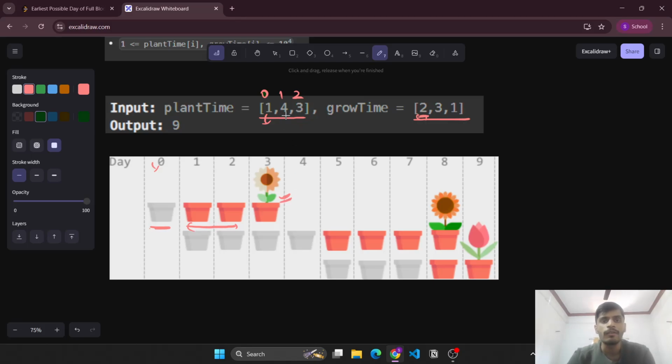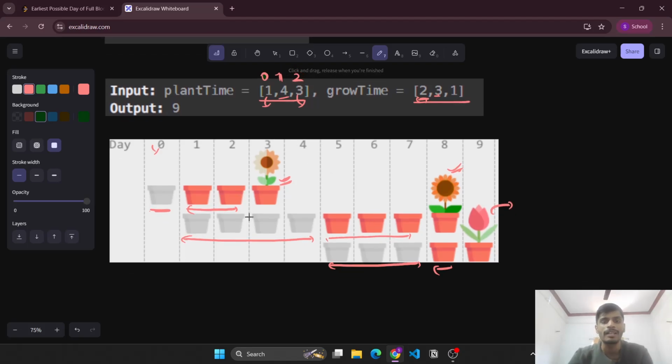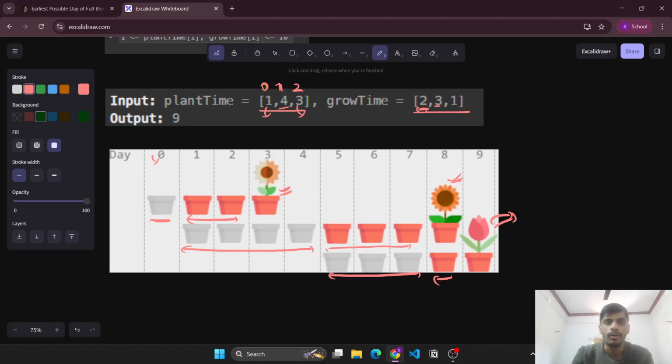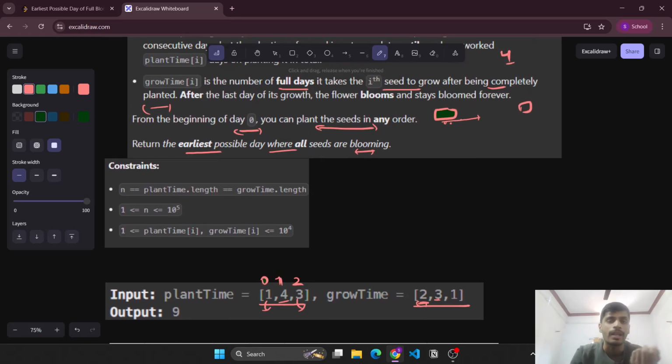Similarly, for the first seed, we will take 4 days for the planting phase, then 3 days for the growing phase, and on the next day it will bloom. And for this seed, it will take 3 days for the planting phase, and then 1 day for growing, and on the next day it will bloom. So if we plant these seeds in this particular fashion, then 9 will be the minimum day at which all the flowers have already bloomed. Hence the output in this case is simply 9.